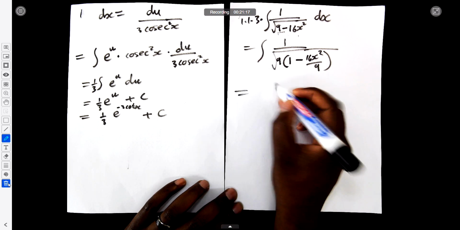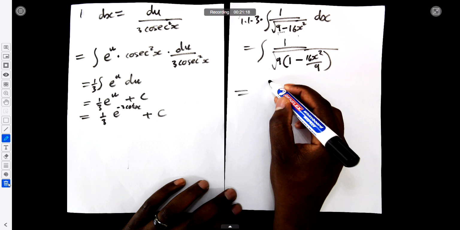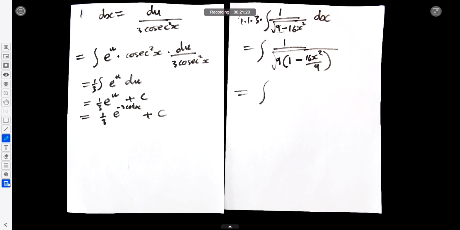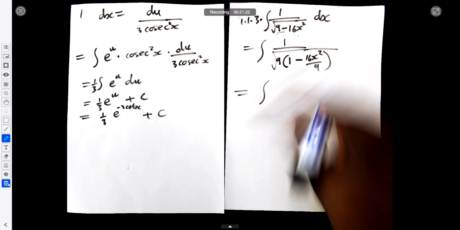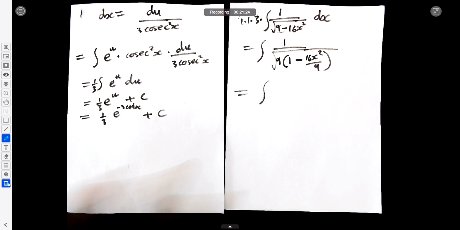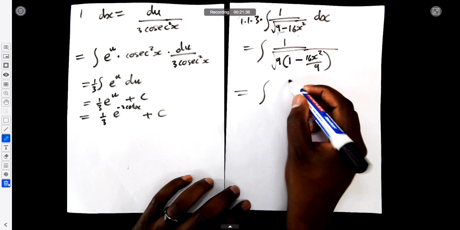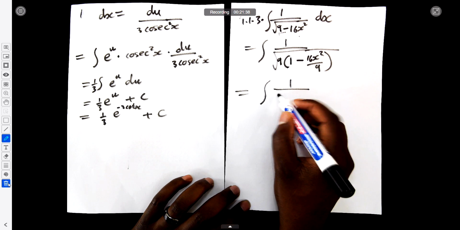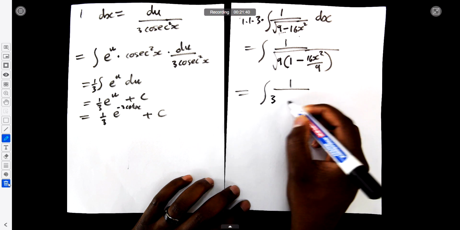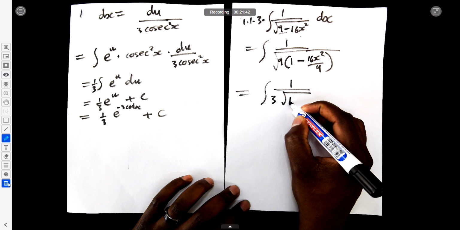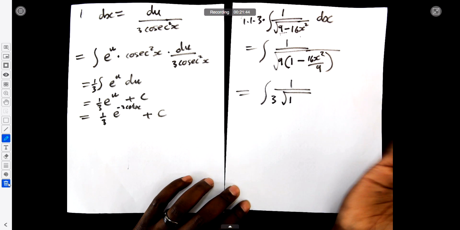Simplifying further, please recall what we call laws of surds. If you have factors multiplying each other, 9 is multiplying the bracket, you can split the root of 9 and the root of 1 minus 16x squared over 9. I hope you see that. So we still have 1 over root 9, we know that is 3. Therefore, inside we are left with 1 minus 16x squared over 9.